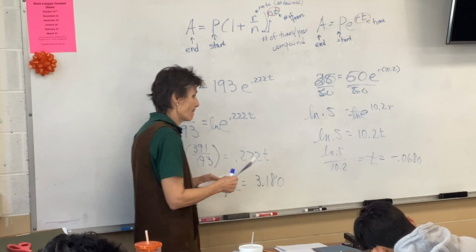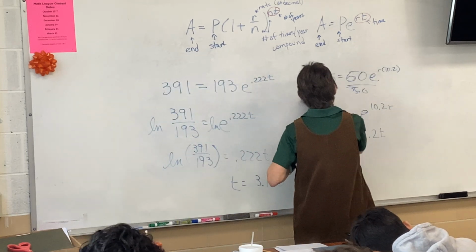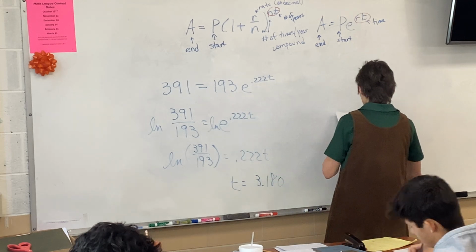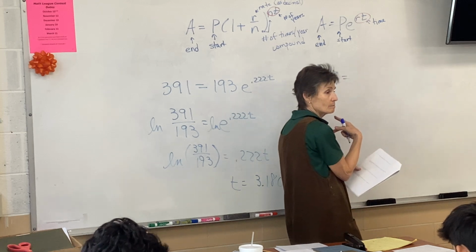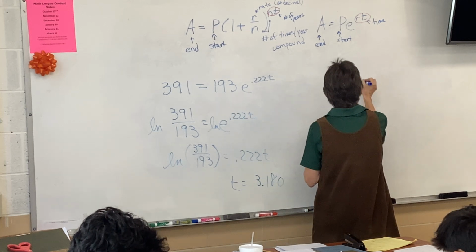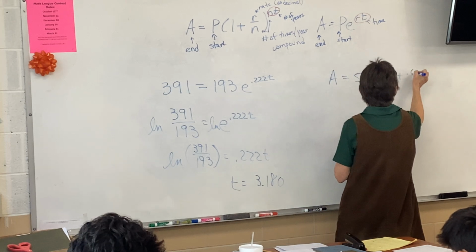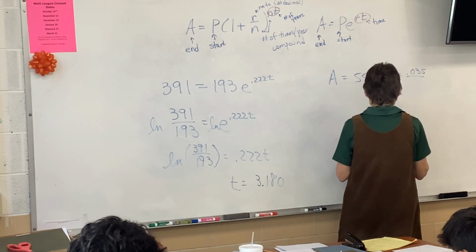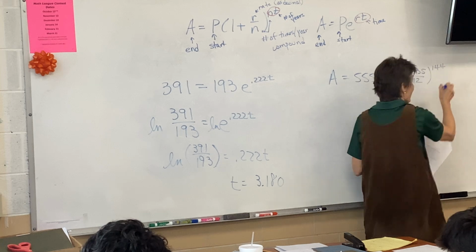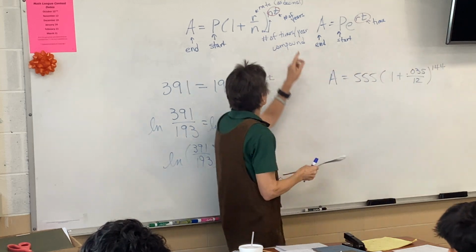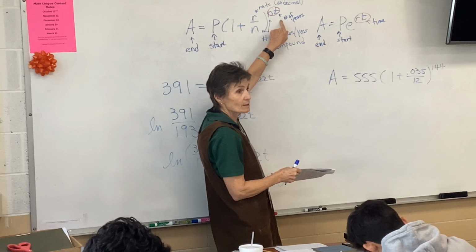All right? Next, which formula? First one. How much will I have in my account if I start with 555? 1 plus 0.035 divided by 12, to the 144th power. Where'd that 144th come from? 12 times a year for 12 years.